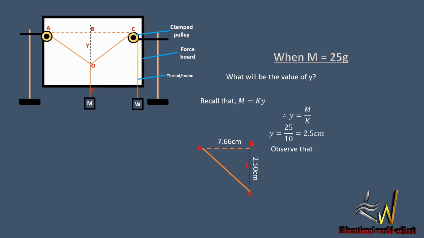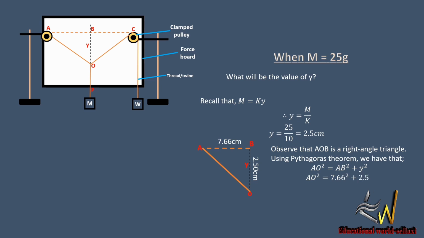We'll consider the right angle triangle we have. Substituting the values where necessary, AB is equal to 7.66. Don't forget that y here now is 2.5 cm, and we are going to use Pythagoras theorem to evaluate for AO. So we have that AO square is equal to 64.93 and AO is equal to 8.06 centimeters.